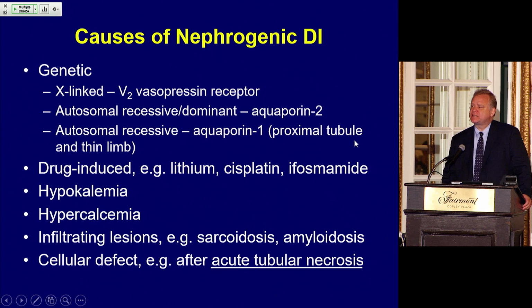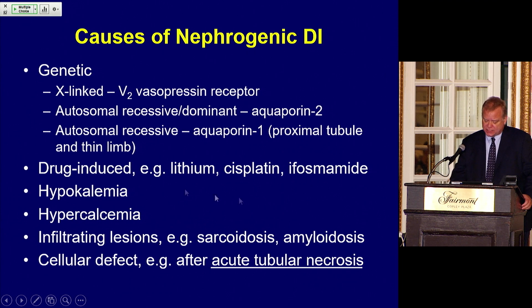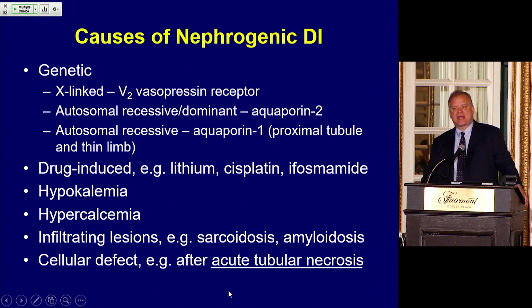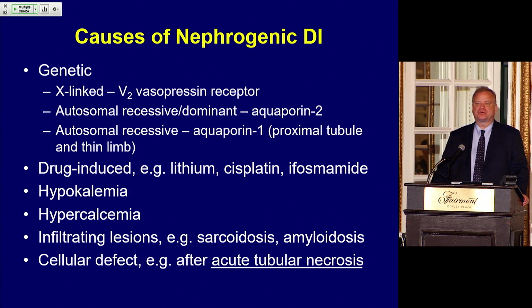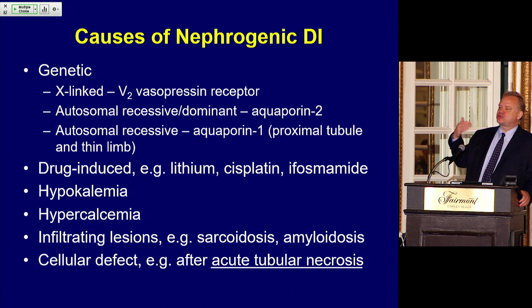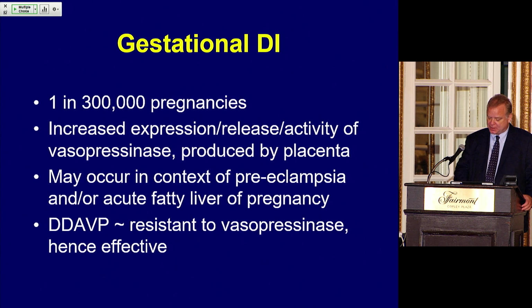There are many causes of nephrogenic DI, genetic causes, drug-induced. Really, lithium is the single most common cause of drug-induced nephrogenic DI. There's also a cellular defect, however, and if you look at patients with ATN, for example, I think many of you will appreciate that 2 or 3 days after the renal function improves, we'll see slight hypernatremia in patients who have that post-ATN diuresis and that post-ATN concentrating defect due to a cellular defect.